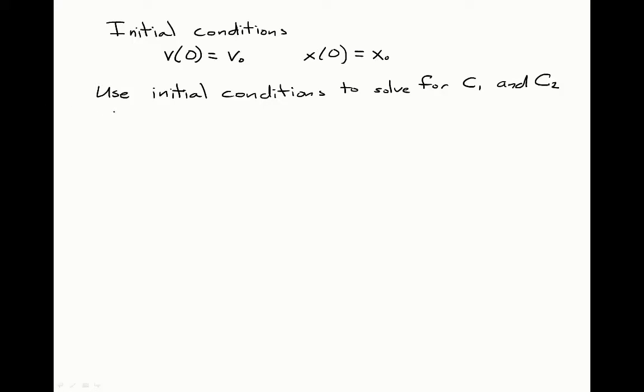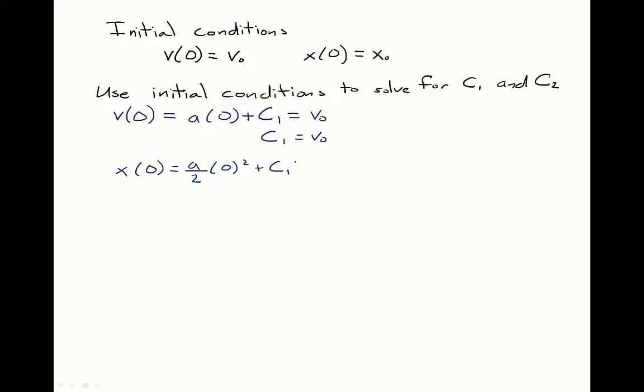So we have our equations. Okay, so velocity is acceleration times time plus c1, and that equals v naught at time 0. So this is 0 plus c1, so c1 equals v naught. And position at 0 is a over 2 times 0 squared plus c1, which we now know is v naught, times 0 plus c2 equals x naught. So this term is 0, and the middle term is 0, so that just leaves us with c2 equals x naught.